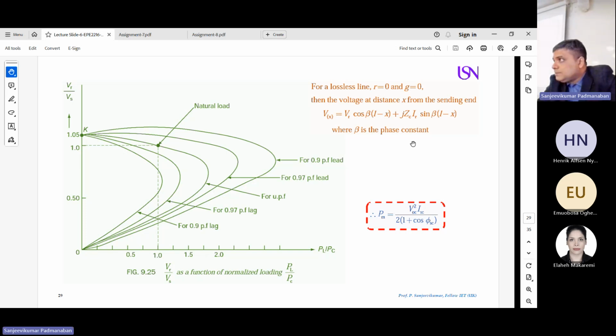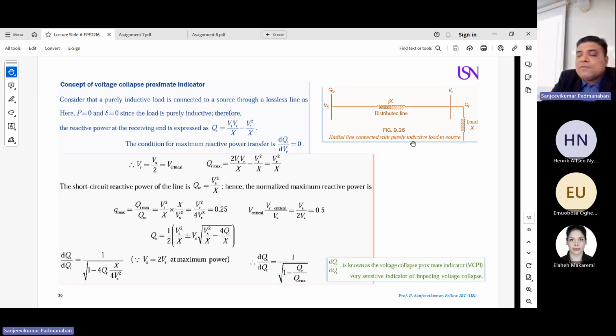Can I go to the next one? Then the concept of voltage collapse. This is the last part of our today's discussion. Voltage collapse can happen in any power system under different conditions, so it's very important to know how to identify it.